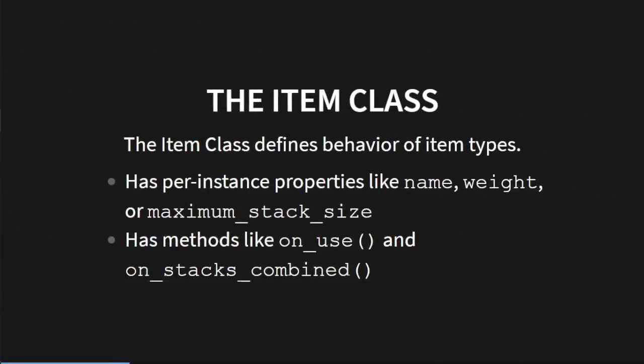The item class defines behavior for how items work. It is mostly just a container for data, like maximum stack size, item weight, or the item's display name. Additionally, in most cases, the base item class has a number of blank methods for how the item should act when used, transferred between inventories, or combined with another stack.